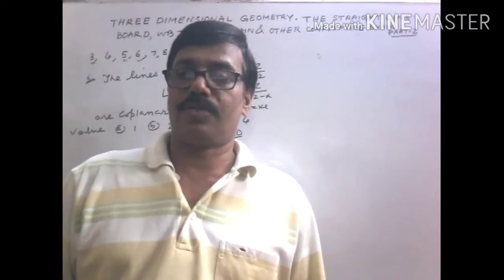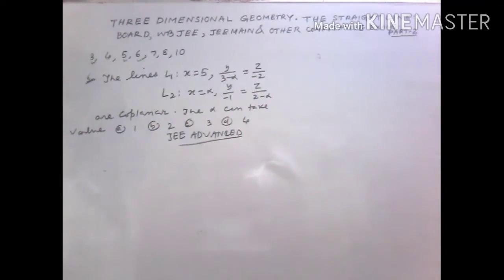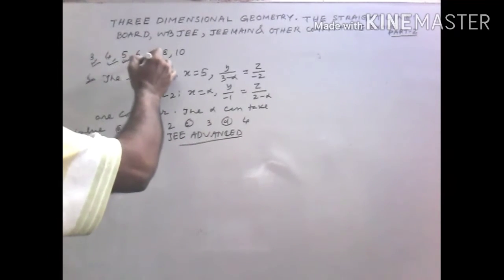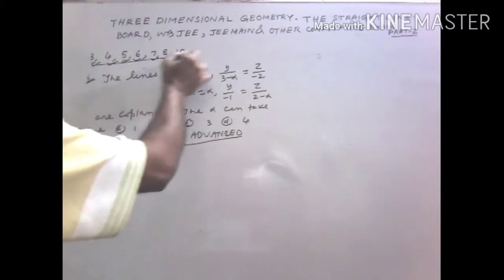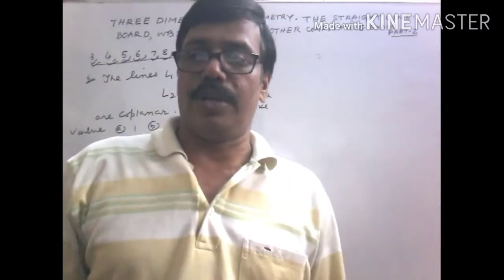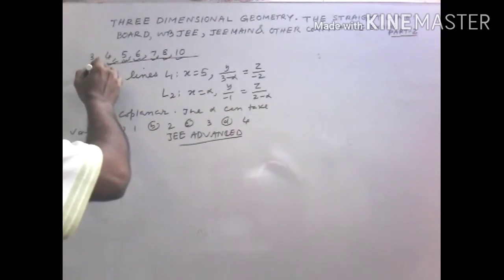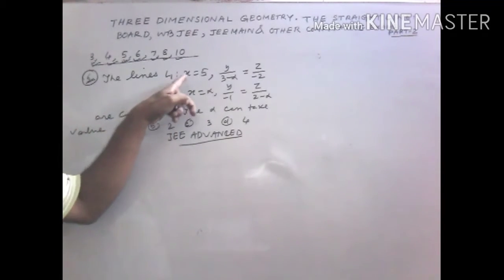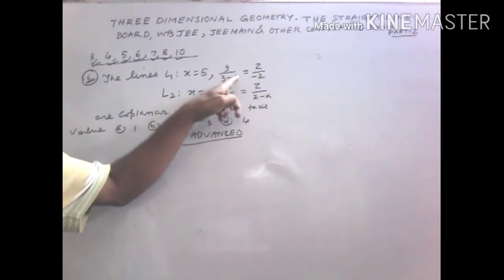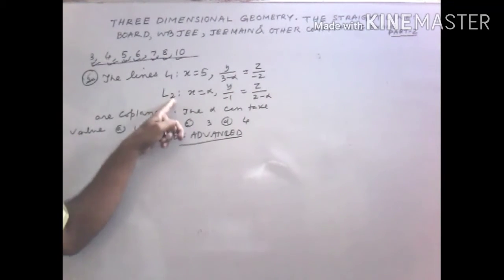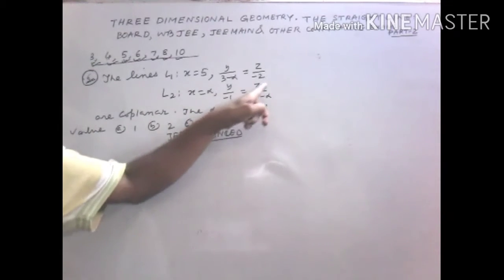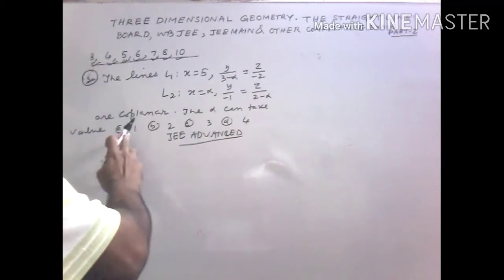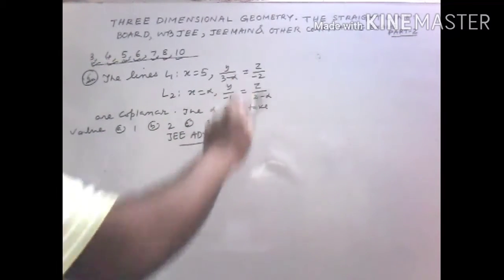Now we consider some problems of the same type. From the description table, look, problem numbers 3, 4, 5, 6, 7, 8, 10 are of the same type. We need the same concept. So consider problem number 6. The lines L1: (x minus 1) by 5, (y) by (3 minus alpha), z by minus 2. L2: x by alpha, y by minus 1, z by (2 minus alpha). They are coplanar. Alpha can take the value 1, 2, 3, 4.